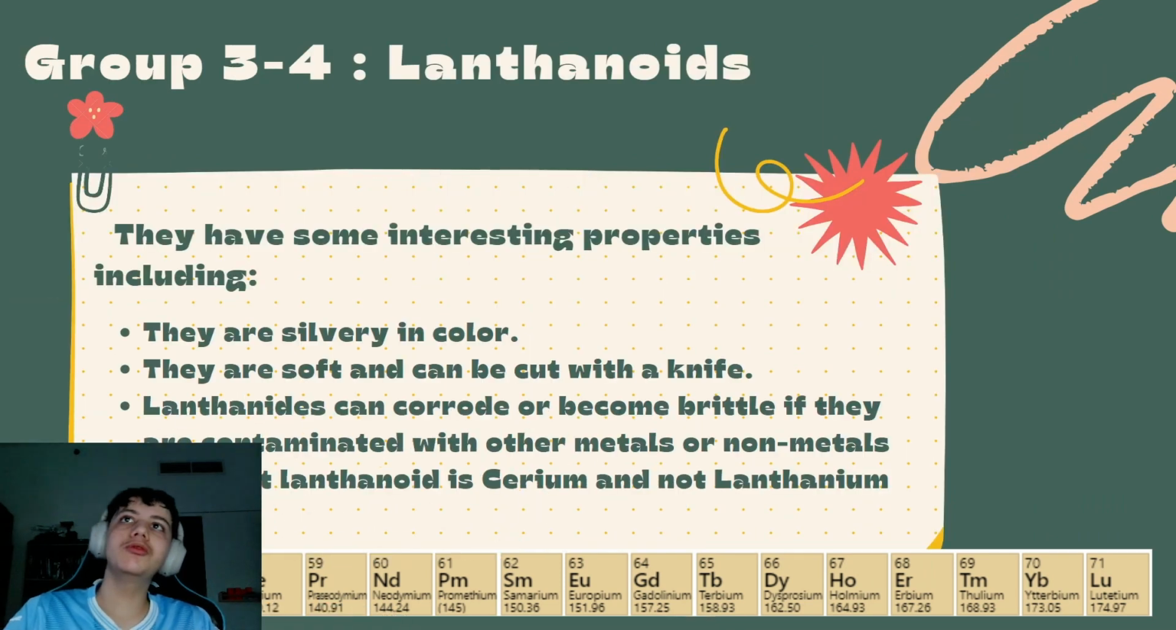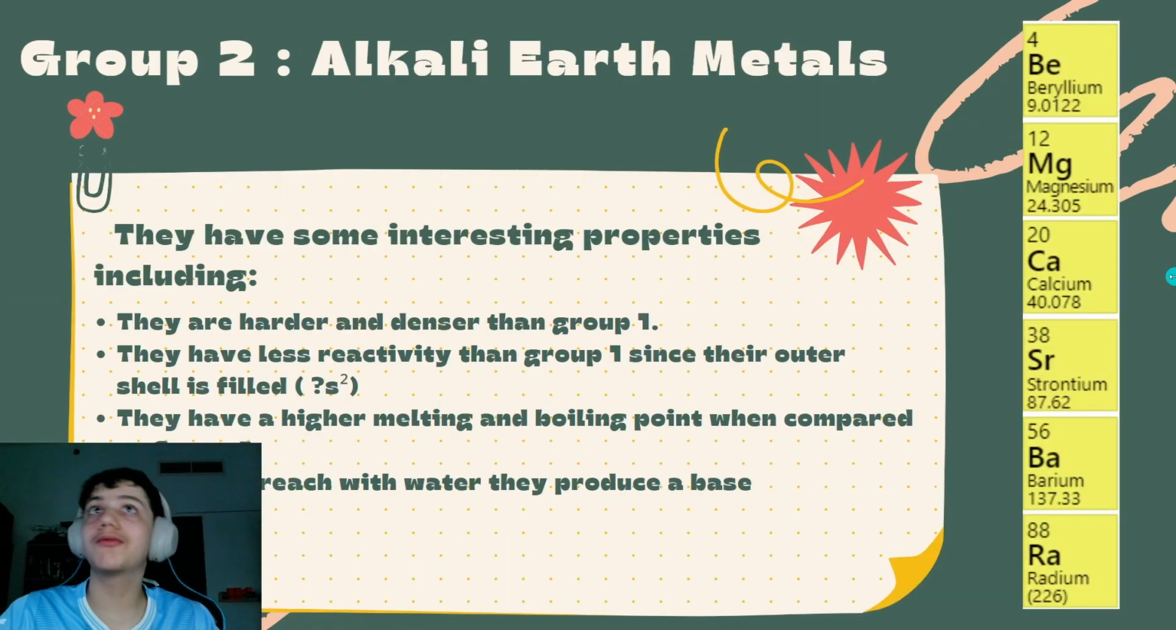Next up, we have group 2. Sorry, just clicked twice. We have group 2, alkaline earth metals. So they have some interesting properties, including they're harder and denser than group 1. So they're not as soft. As we know, group 1 was very soft. You could cut it with a knife. You can't do that with group 2.